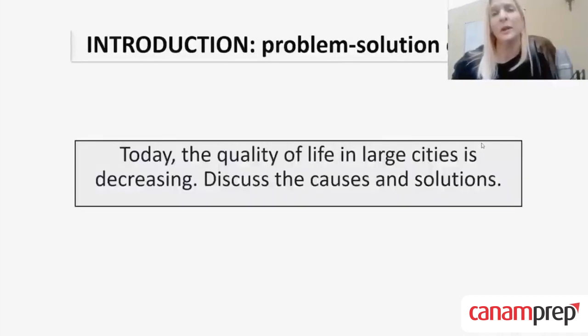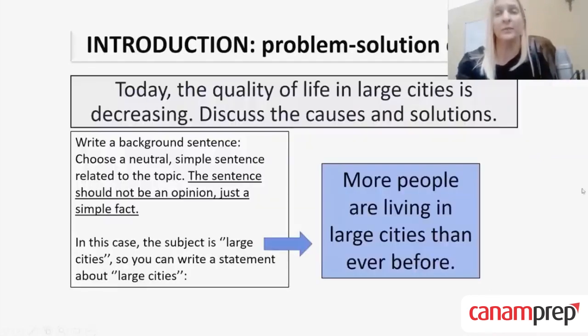So we're going to have a quick look now at an example. It's a problem solution essay, and this is the title of the essay. Today, the quality of life in large cities is decreasing. Discuss the causes and solutions. So I think you understand exactly the topic. It's about large cities and the quality of life, and you have to discuss the causes and the solutions. So how do we write an intro for that?